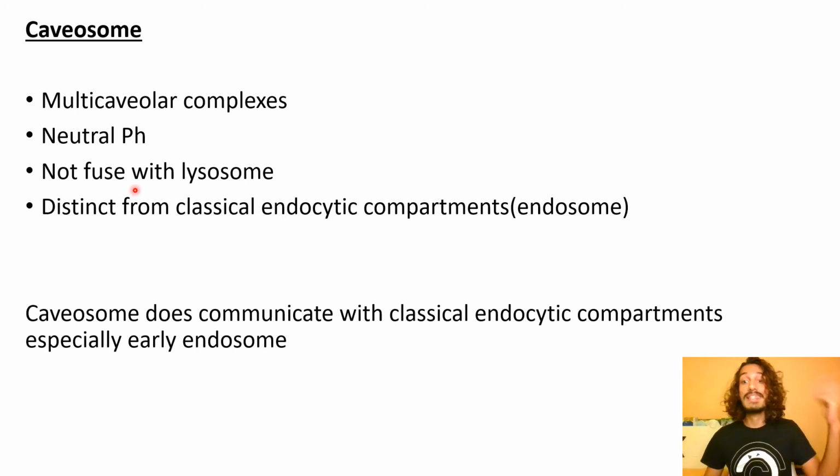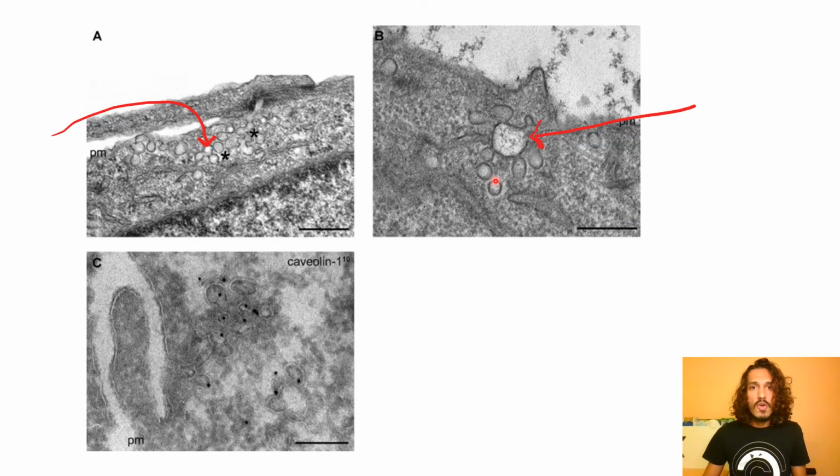Okay, they fuse with lysosomes as well. Okay, and these caveosomes are very distinct from your classical endocytic compartments like the endosome. But please do note that studies have shown that there's some sort of communication between the caveosome and parts of classical endocytic compartments, especially early endosome. There are a few studies showing some late endosomal communication as well, but more important was the early endosome communication. So over here you can check out the grape-shaped caveosome here as well and here as well.